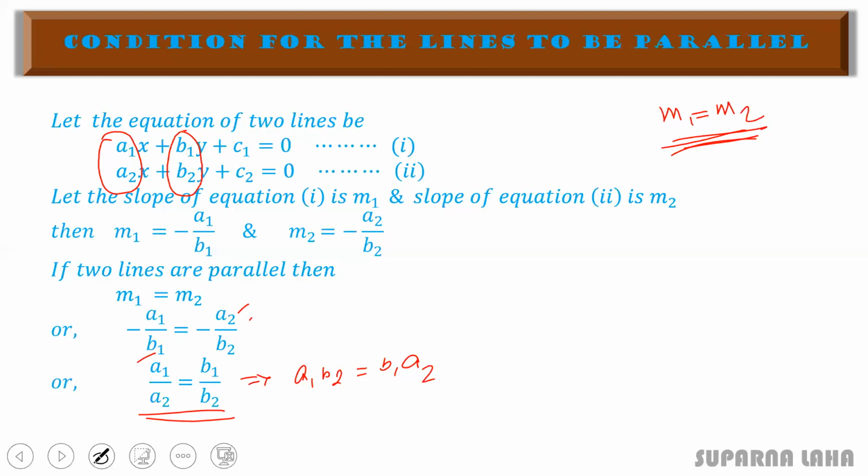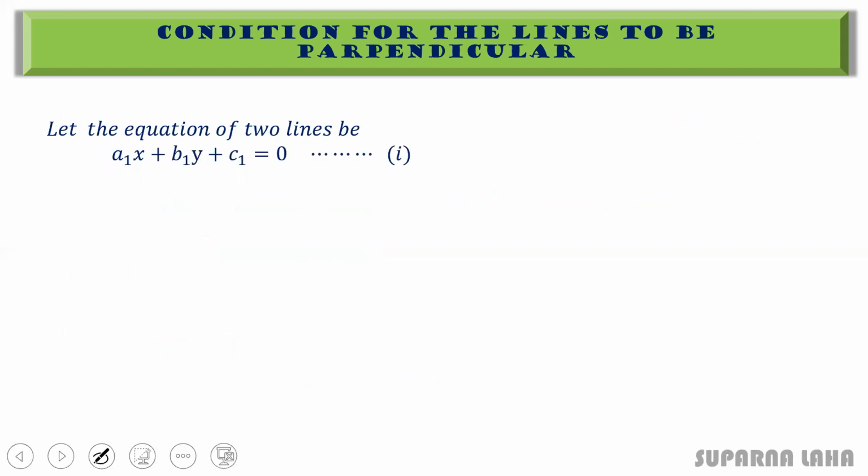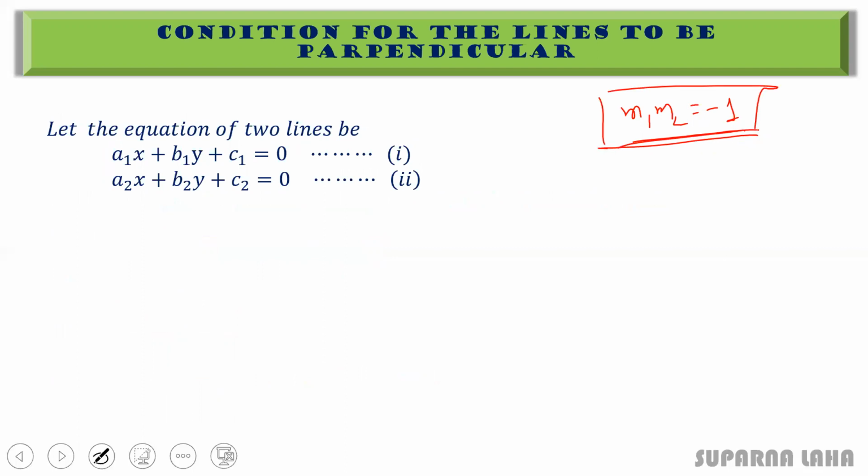Now moving to the condition for perpendicular lines. If two lines are perpendicular, take the same equations, A1x plus B1y plus C1 equals 0 and A2x plus B2y plus C2 equals 0. Now look here. If the slopes are given, then what is the condition? M1 M2 is equal to minus 1. This is the condition if the slopes of these two lines are given.